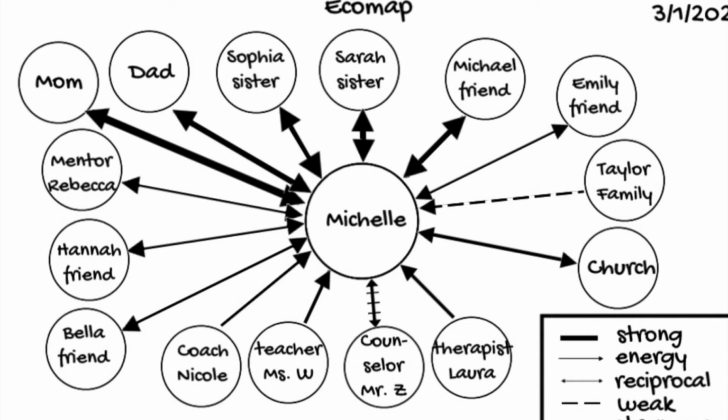Here we have an example of an ecomap. As we can see, Michelle is connected to her mom, dad, sisters, friends, family, church, counselor, teacher, and coach, with distinguishing lines based on whether the connection is strong, has energy, or is weak. You can see the different variations in this ecomap and how everything is connected to Michelle.